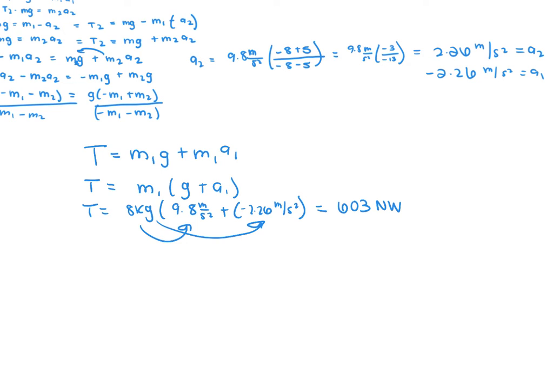So putting all this work into perspective, I'm going to use another color. What we have: A1 equals negative 2.26 meters per second squared. A2 equals 2.26 meters per second squared. And T1 equals T2, which is 60.3 newtons or 60 newtons. And that's the answer.